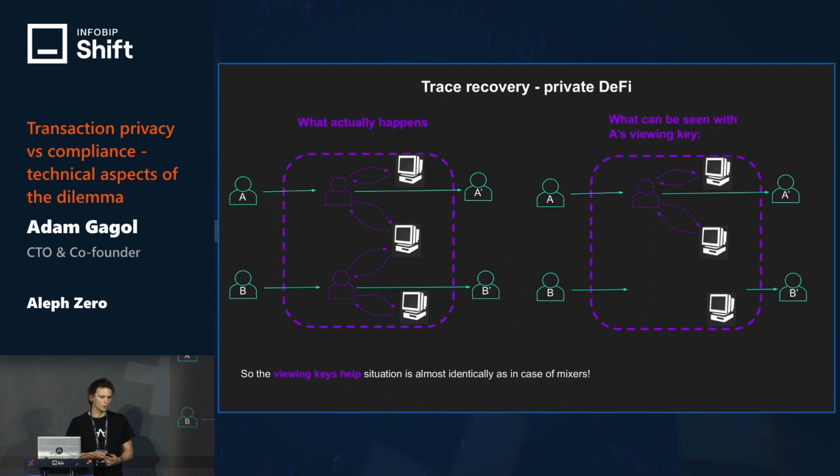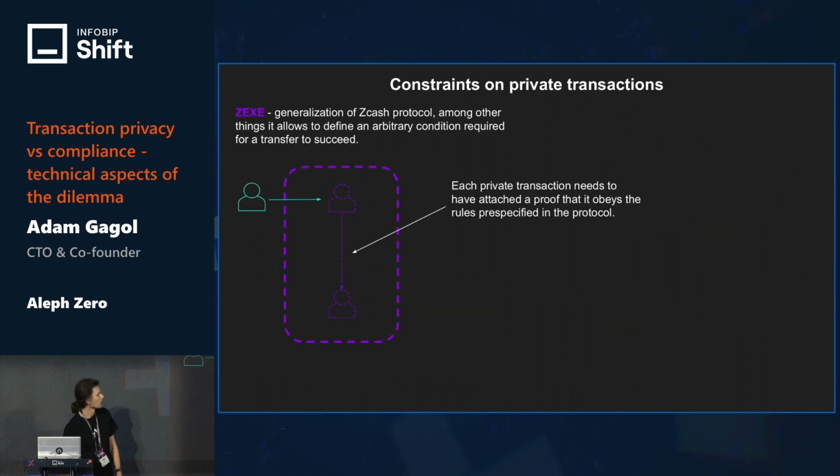Which cannot be easily solved by viewing keys. I mean, it's very hard to provide a scheme with just viewing keys that would allow for convenient trace recovery. What we can do, though, is something a bit different. There is a cryptographic primitive called ZK. It's a generalization of the Zcash protocol, of the original public transaction, private transaction protocol.